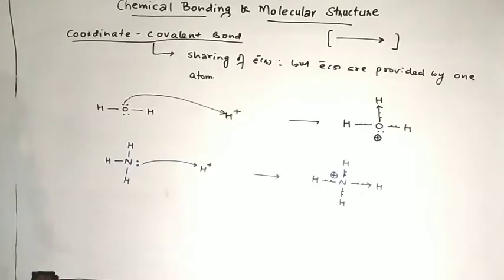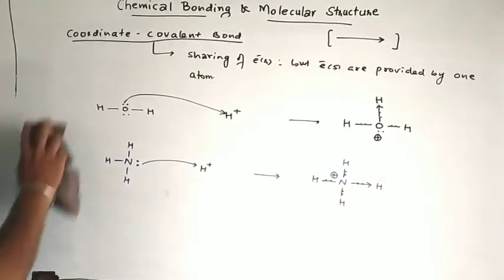Now why is there a positive charge on nitrogen? Because the valency of nitrogen is 3 and it is forming 4 bonds. So it does not mean that it is electron deficient. No, nitrogen has a complete octet. You can see it has 8 electrons.